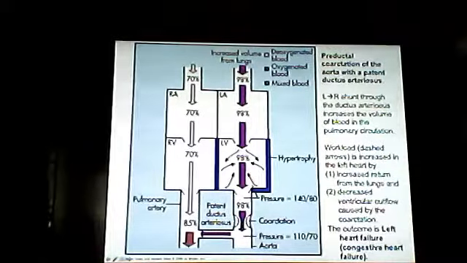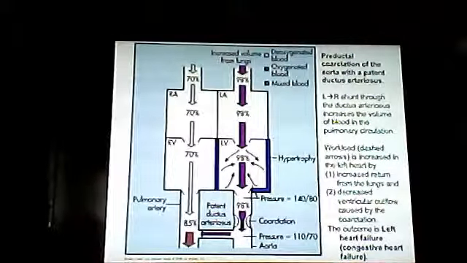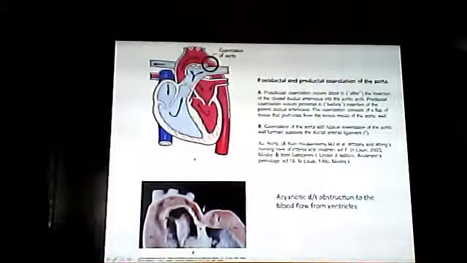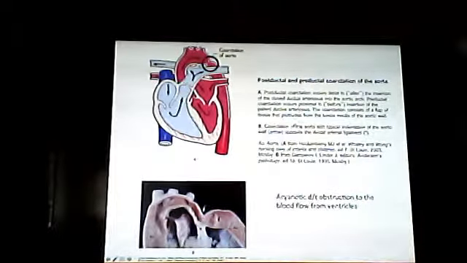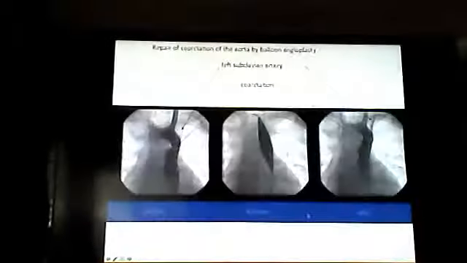but it can't because it has to work against this narrowing. And then because more blood keeps coming back from the lungs, because whatever came out here goes through to the lungs, then even more volume is circulating here. So you have to push harder to get more blood out, but you keep filling with more blood, so then it eventually will fail. Yeah, but it is acyanotic due to obstruction to the blood flow from the ventricles.